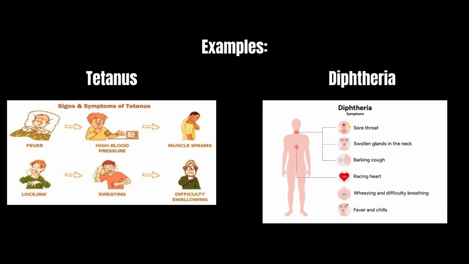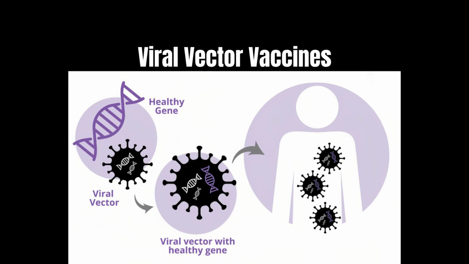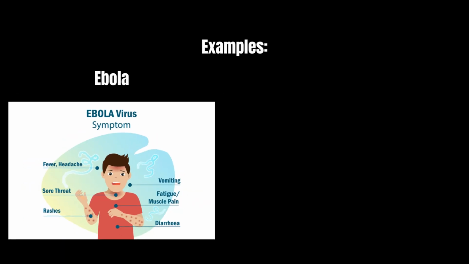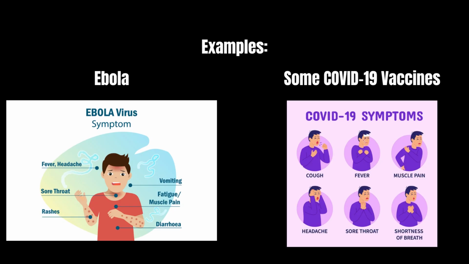The fifth type of vaccines are called viral vector vaccines. These use a harmless virus as a delivery system. It brings genetic instructions to your cells, telling them to make the antigen, the target your immune system needs to learn. This results in a strong immune response, often with just one shot. A couple of examples would be Ebola and some COVID-19 vaccines.